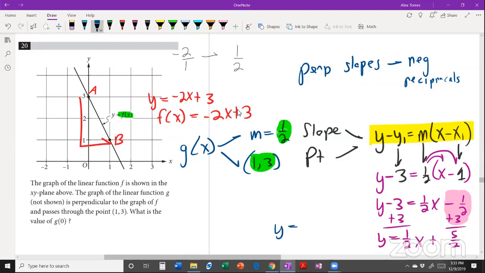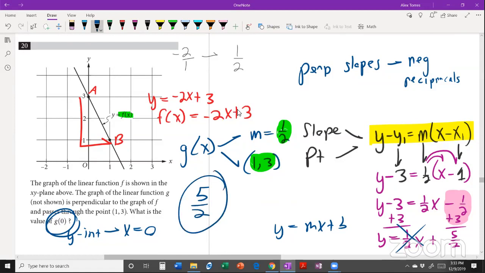So we know the y-intercept. Now, the y-intercept of a function is the moment where x equals 0. And that's what this is saying. This right here is saying take the g function, plug in x equals 0. So if we just plug in x equals 0, this whole part here becomes 0 and y equals 5 over 2. So our y-intercept, the thing that we get when x is 0 for this equation, is 5 over 2.